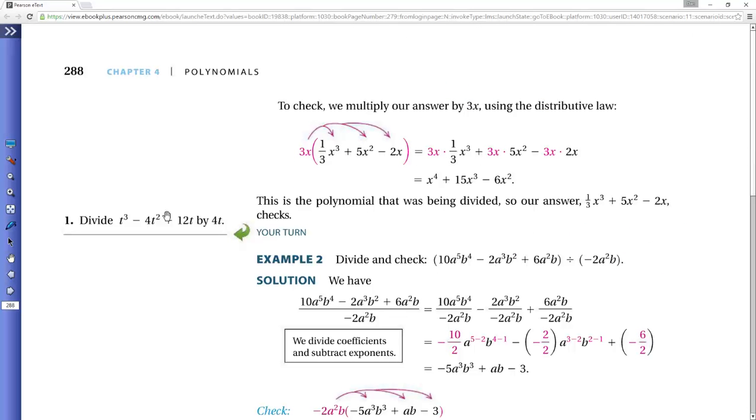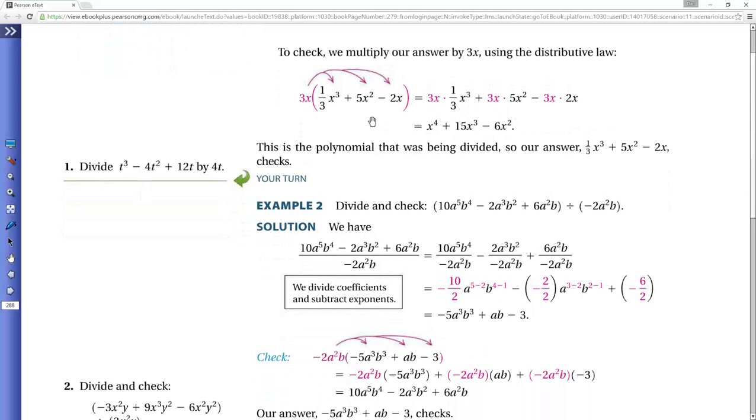And then checking. If we figure out that this is the result of my division, I divided by 3x, well, I should be able to take my result and multiply it by 3x, my divisor, and check to see if I get the same original polynomial. And that's what they're showing here. Take 3x times my quotient, the result of this division, take it times the divisor, and see if you get the original polynomial. If you don't, then there's a math error, or some kind of concept error around fractions.